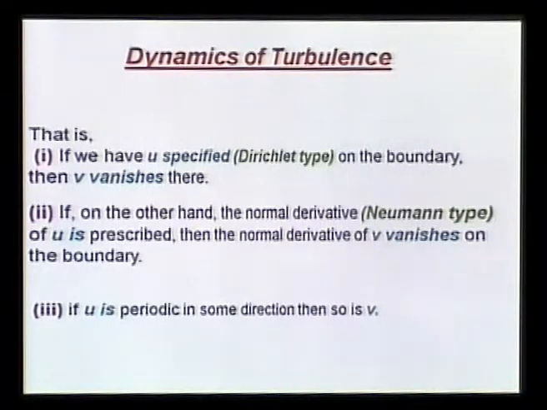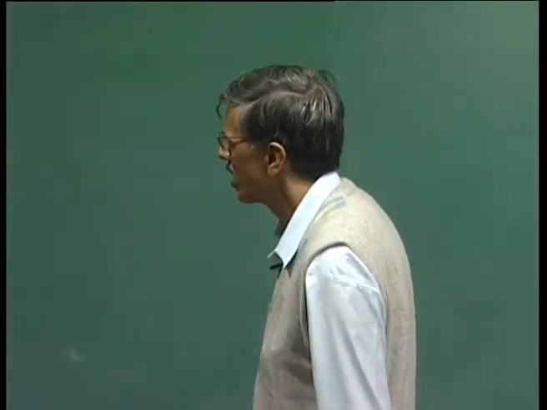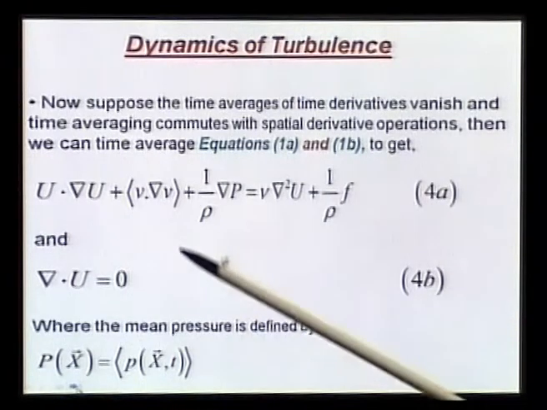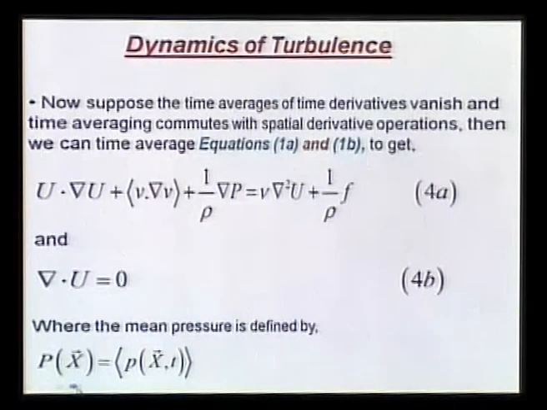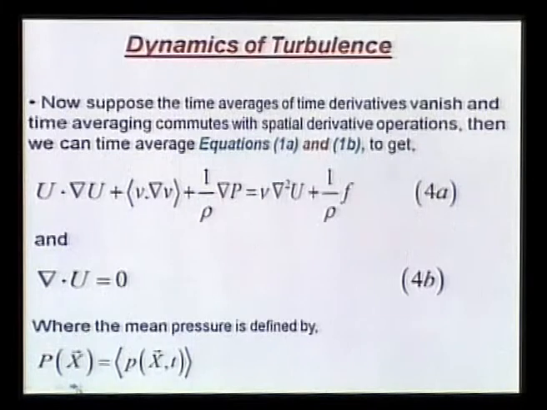Now, having described this, let us go ahead and look at our Navier-Stokes equation with the help of that double decomposition we talked about. If we do it, we are going to get an equation of this kind. Well, how does it come about?